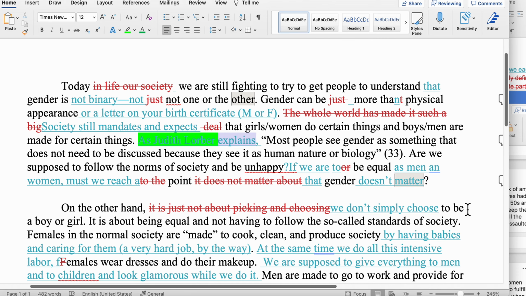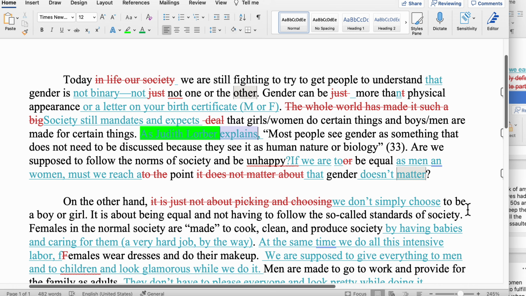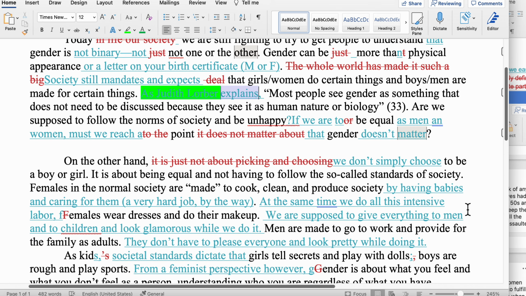The second thing that I want to remind you about is something called voice markers. So in this paper, we are talking about social standards, the so-called standards of society regarding gender, which differ from Judith Lorber's ideas about gender, perhaps my own, and many of your ideas about gender. So when we talk about the difference between social norms and feminist ideas of gender, what we can see is something called a voice marker. And so I'm going to pick pink for this one. You would say, as kids, societal standards dictate that girls tell secrets and play with dolls, boys are rough and play sports. That's a voice marker.